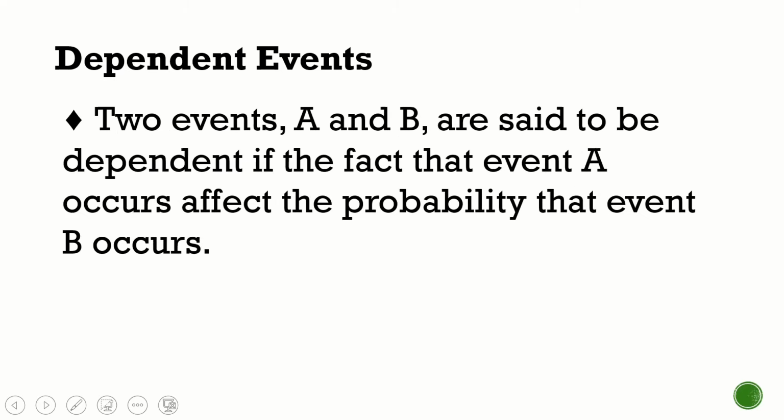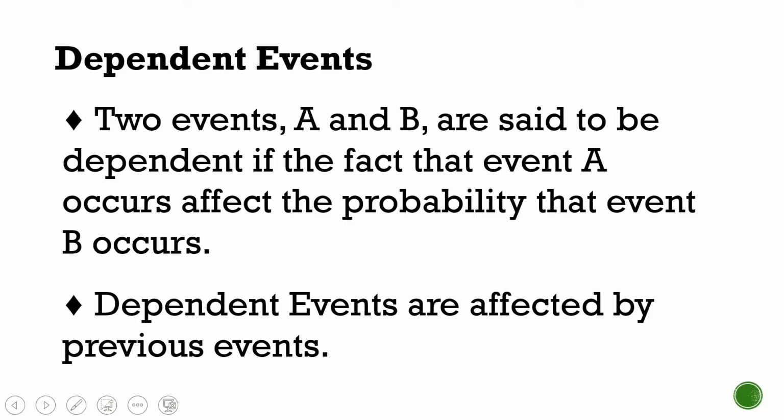On the other hand, when we say dependent events, it's the opposite. Two events are said to be dependent if the fact that event A occurs affects the probability that event B occurs. So generally, dependent events are affected by previous events.